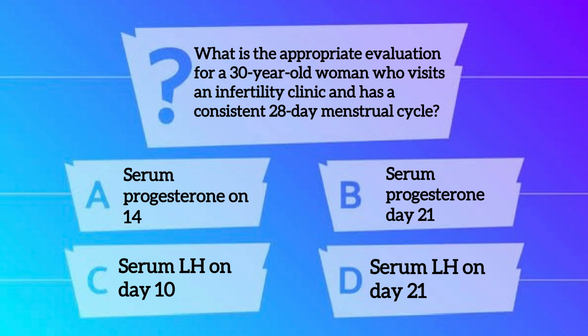So let's have the next question. What is the appropriate evaluation for a 30-year-old woman who visits an infertility clinic and has a consistent 28-day menstrual cycle? Option A, serum progesterone on day 14. Option B, serum progesterone on day 21. Option C, serum LH on day 10. Option D, serum LH on day 21. Well, yes, the correct answer is option B, serum progesterone on day 21.